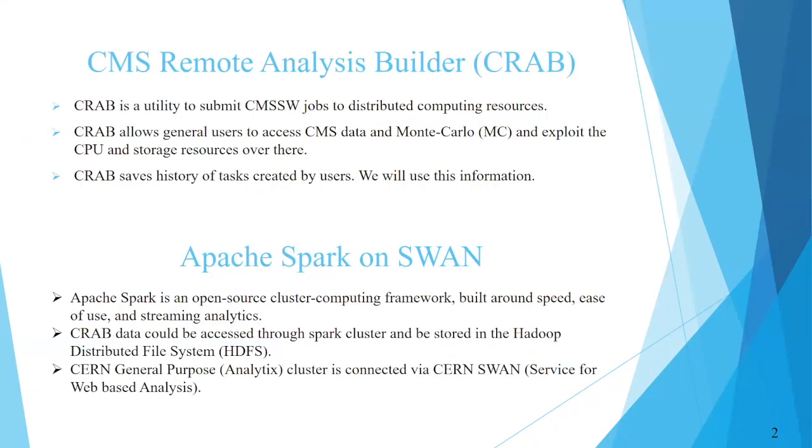In order to perform analysis, we need data about data usage, which will be taken from the CRAB archives. CRAB, short for the CMS Remote Analysis Builder, is a utility to submit CMS jobs to distributed computing resources, and it also allows general users to access CMS data and Monte Carlo and exploit the CPU and storage resources over there. We will use Spark Analytics cluster on SWAN to take and process our huge data.